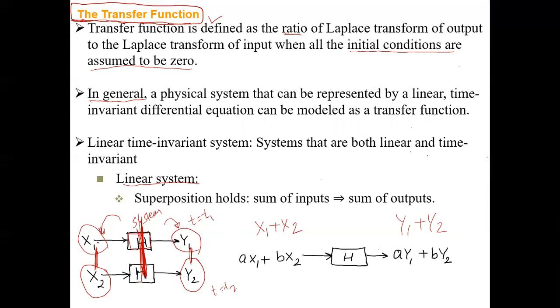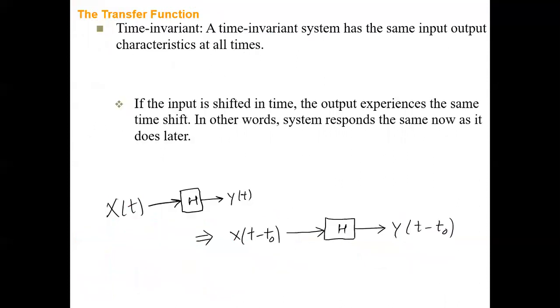One more time. If the input is x1, the output is y1. If the input is x2, the output is y2. Now you combine the input, x1 plus x2, and definitely you will get the output equal to y1 plus y2 because this system is linear. Not only x1 plus x2, you can also multiply x1 by some number, say 3x1 and 4x2. Then your output will be 3y1 and 4y2. This kind of system is called a linear system. Does it make sense?